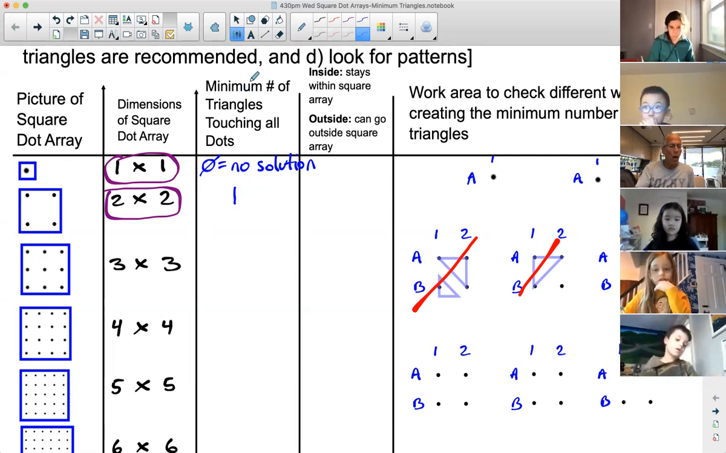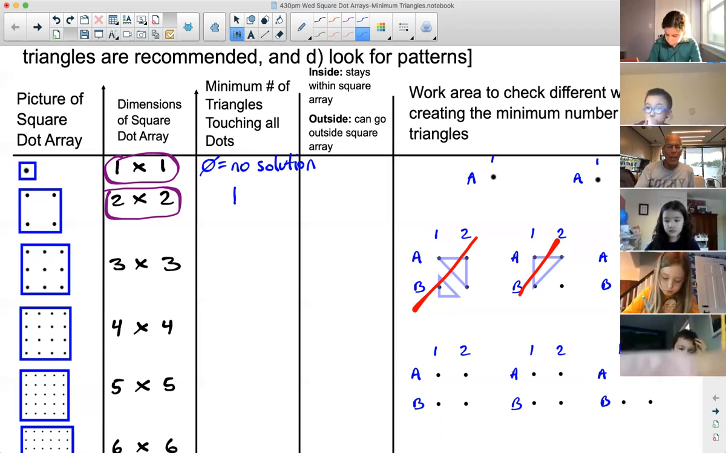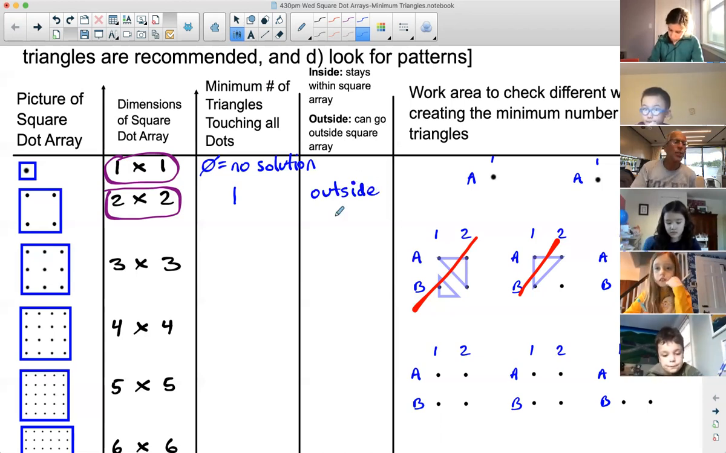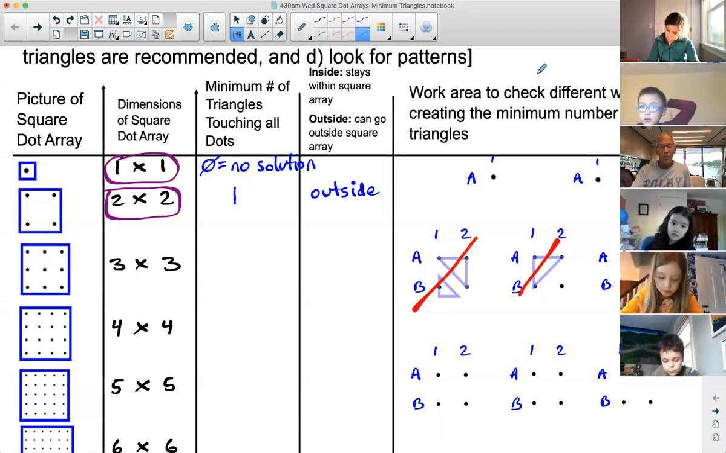So guys, the solution for a 2x2 array is one triangle. Put the number 1 under the column, minimum number of triangles touching all dots. And since we had to go outside of the 2x2 array, write the word outside in the next column. We're going to keep a chart of the solutions and see if we can come up with a pattern, because patterns are everything. In fact, patterns are life.